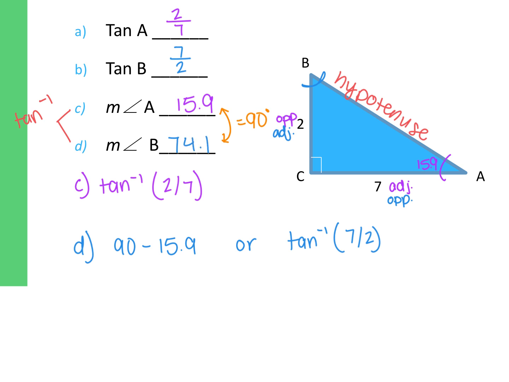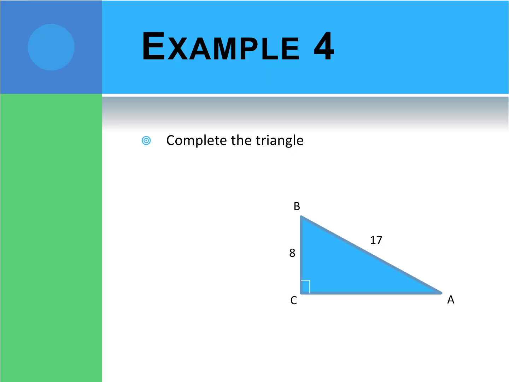74.1. But yes, if you went ahead and plugged it into the calculator, 7 over 2, rounding to the nearest tenth, it would still give you 74.1. Do we all understand that? That's just a quick way to solve it. Okay, the two acute angles of a right triangle are going to equal 90 degrees when you add them. All right, looking at example number 4, it says, complete the triangle.